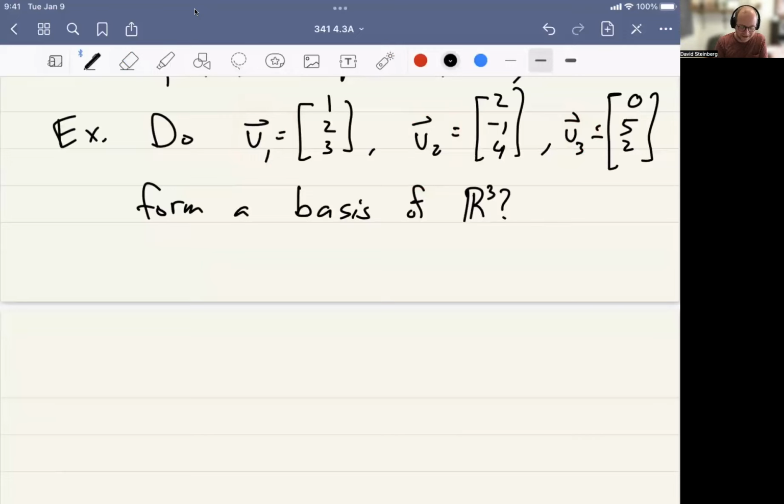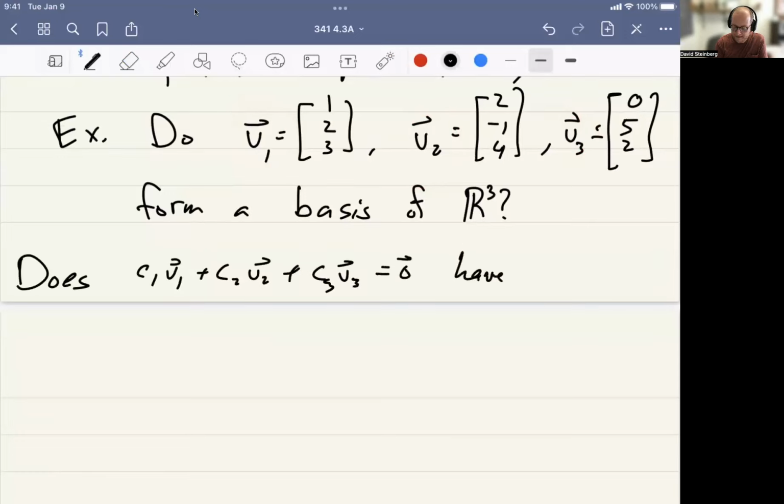And so another way of asking this question is, does c1 v1 plus c2 v2 plus c3 v3 equals 0 have a non-trivial solution? If it does, then our vectors are linearly dependent and it can't be a basis.